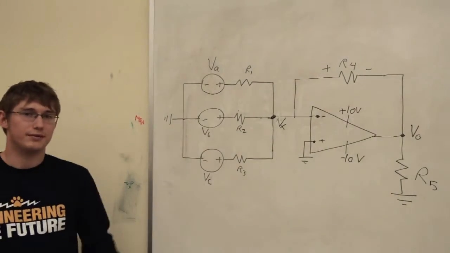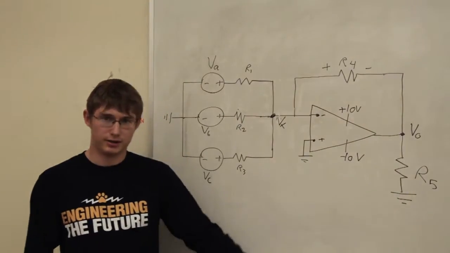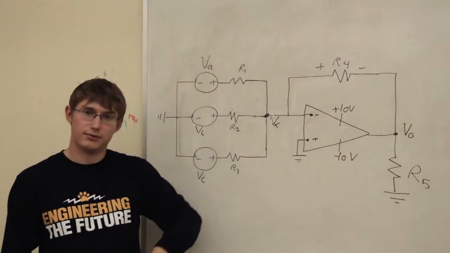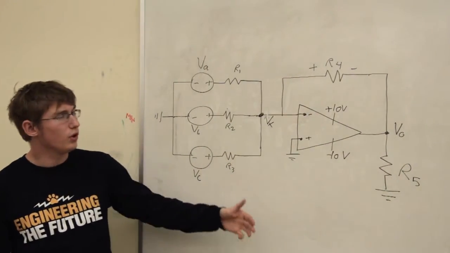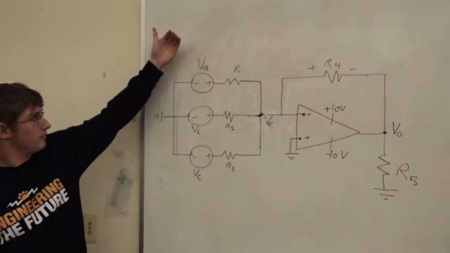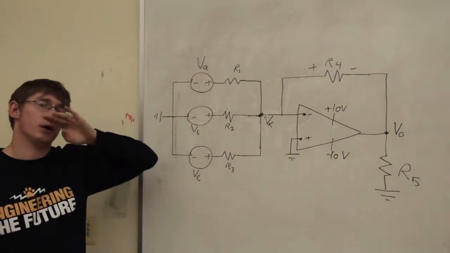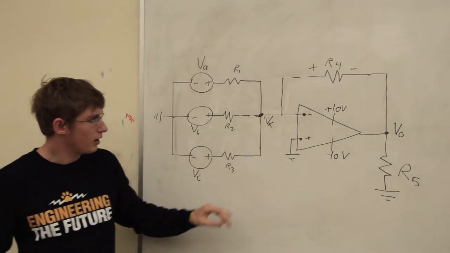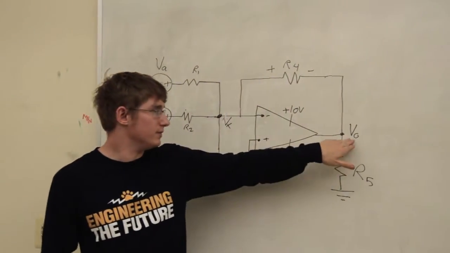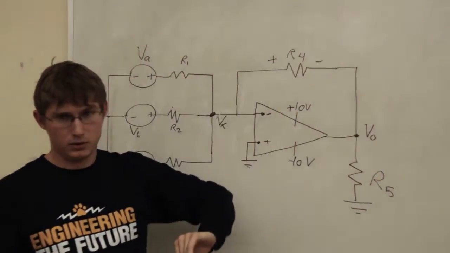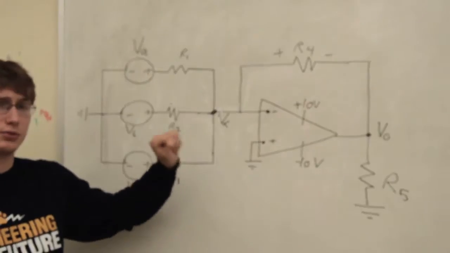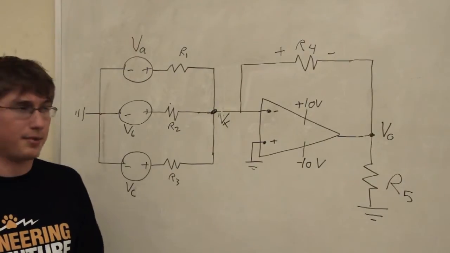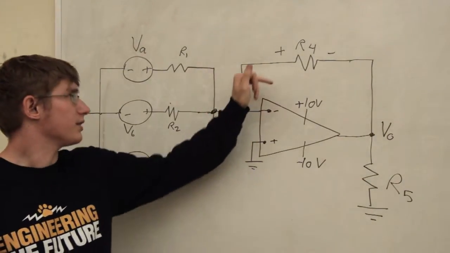We have an ideal op-amp connected to 10 and negative 10 volt sources. We have these three voltage sources, each in series with a resistor, in parallel. And we have these two nodes: V0, which is coming out of the op-amp, and Vx, which is going to the negative terminal of the op-amp and connected to this resistor.